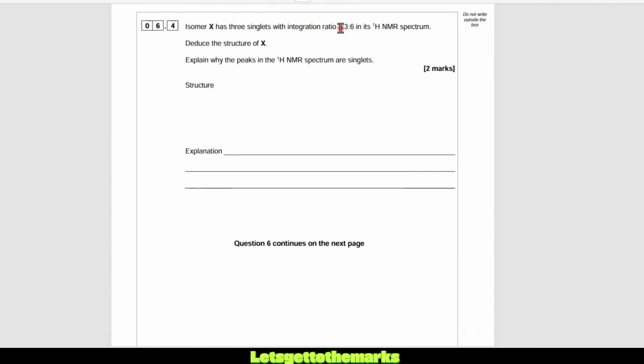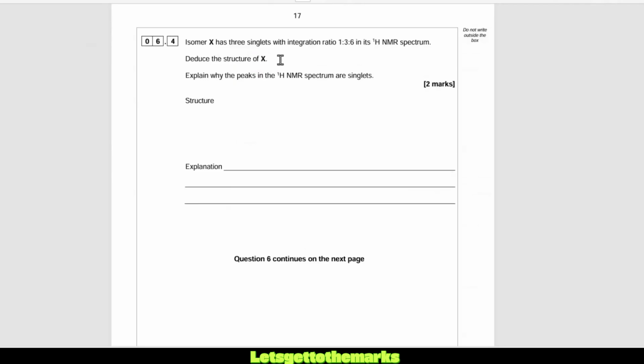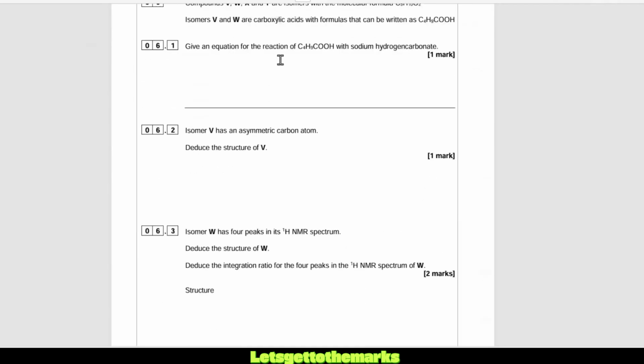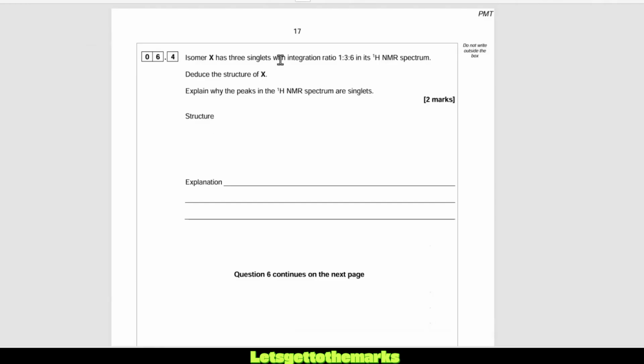Lovely. Right, 6.4. Isomer X has 3 singlets with an integration ratio of 1:3:6 in its H1 NMR spectrum. Deduce the structure of X. This no longer has to be a carboxylic acid, and it definitely won't be a carboxylic acid. So we need to get that molecular formula down. It won't be a carboxylic acid because it told us W and V were, but it has the same molecular formula, so C5H10O2.